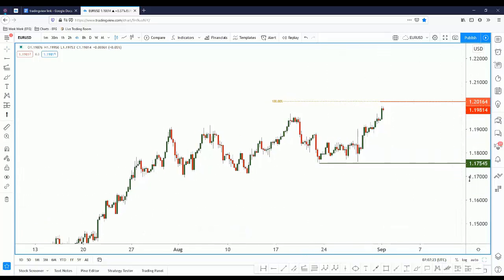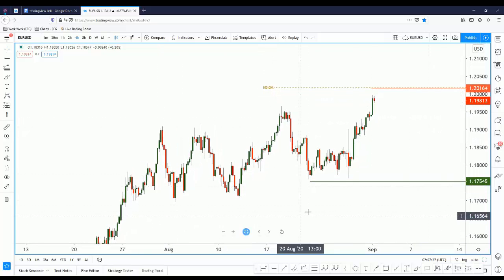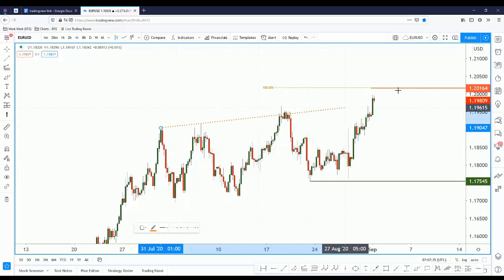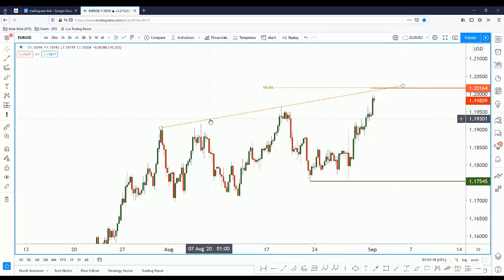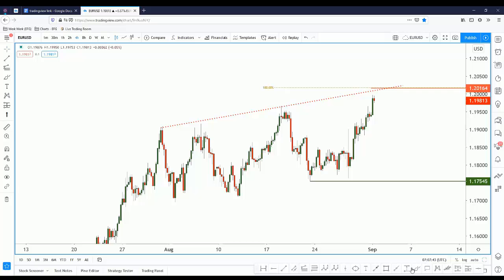Another thing to note is that we have this sort of rising trend line connecting the highs. Just to show you, I take a trend line starting from here, and I connect the highs, something like that. We actually see that price comes close to testing this trend line again. It is in line with the 100%.